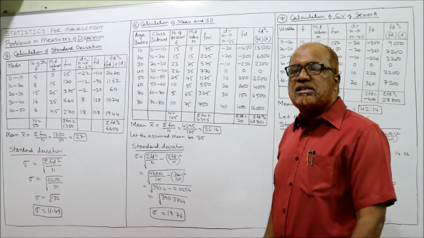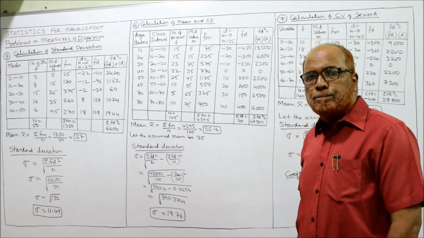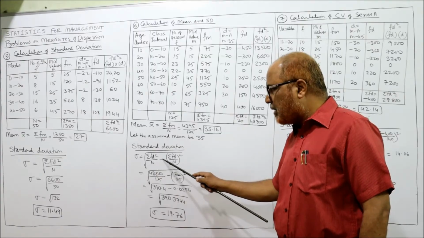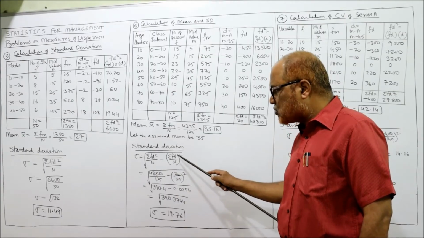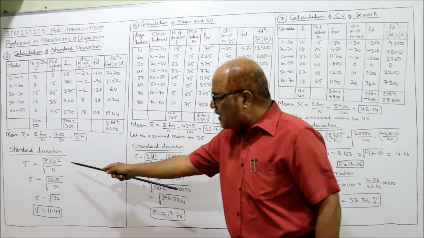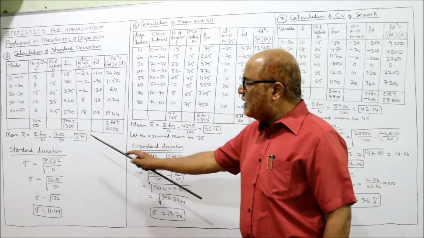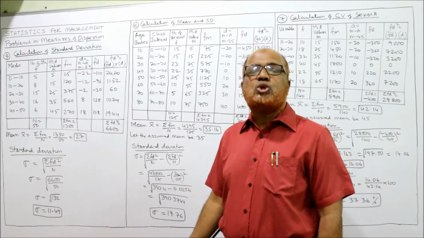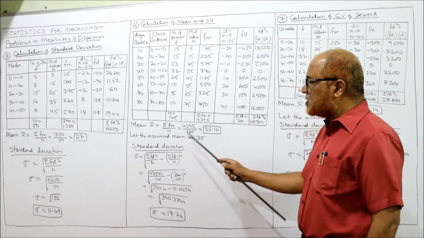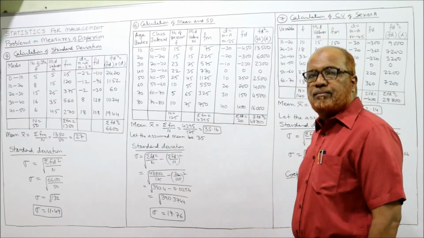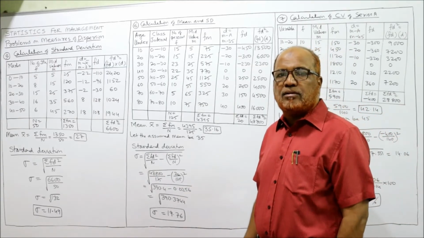Now we have to calculate the standard deviation. The formula for standard deviation is the square root of summation FD square by n minus summation FD by n whole square. See here, the formula is different. Why? Here the deviations are taken from the actual mean. Here the deviations are taken from the assumed mean. That's why this formula will change.